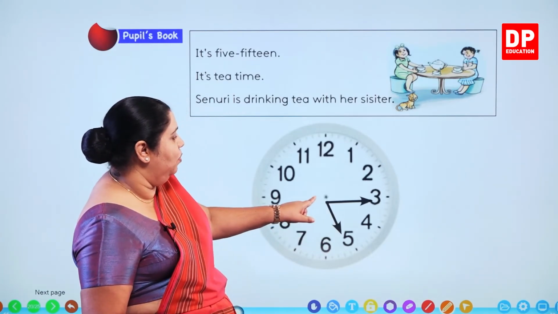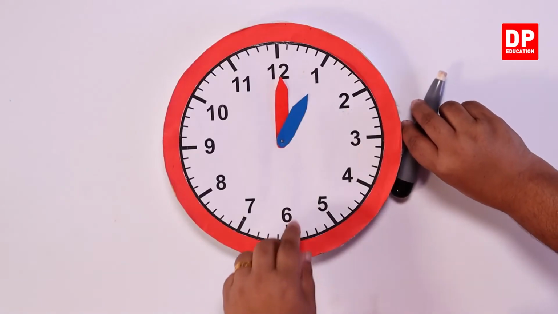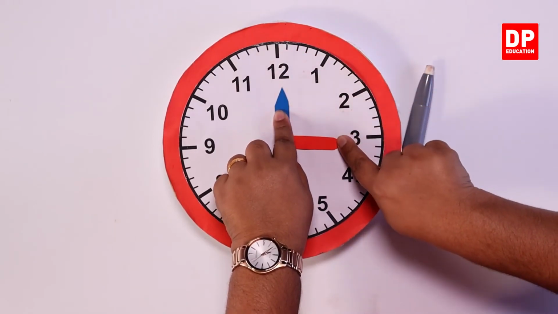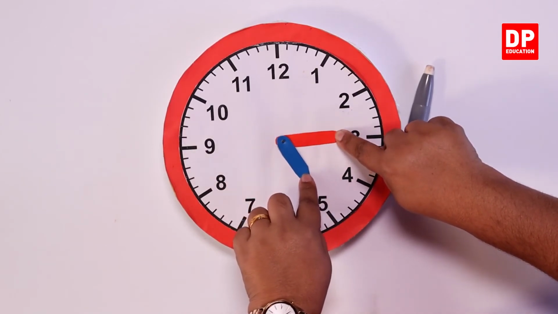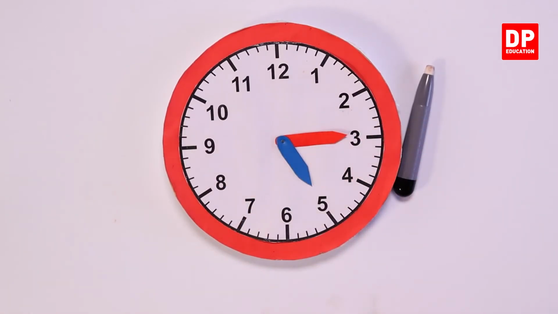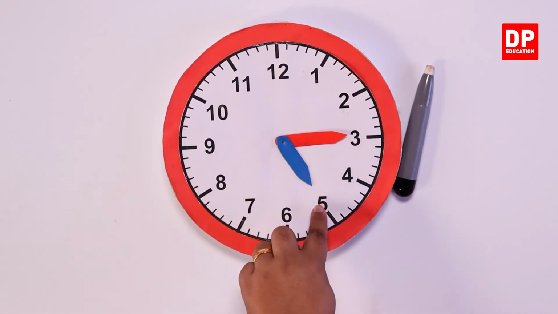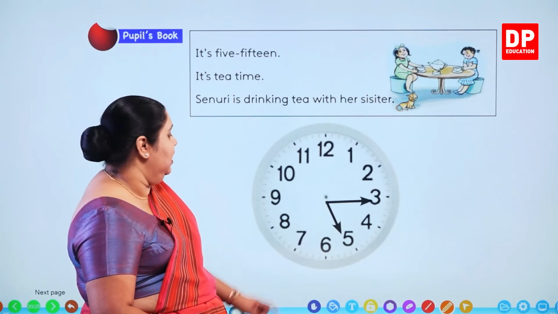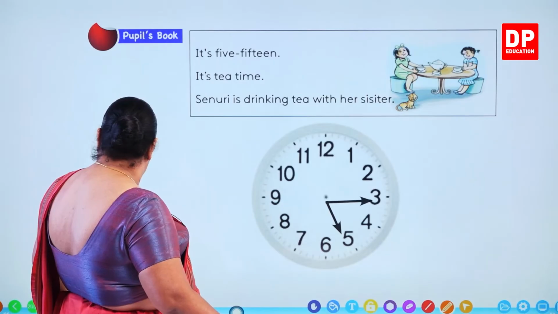Look at the time. Oh, the long hand is in number 3. Look at the clock. Now I told you when the long hand comes to number 3, it is 15 minutes and now it is 5:15. The time that Senuri is having tea. 5:15. The short hand is in 5. The long hand is in number 3, which tells us that it is 15 minutes past. So 5:15 is the time that Senuri is having her tea.